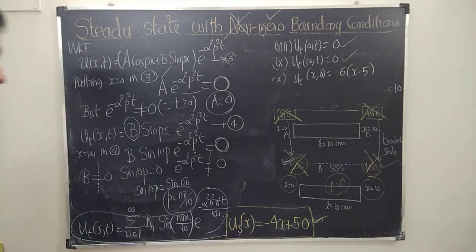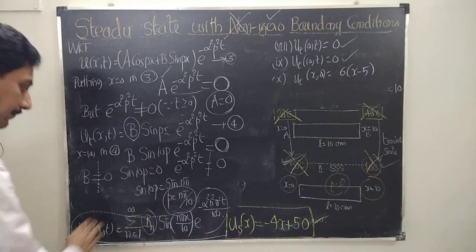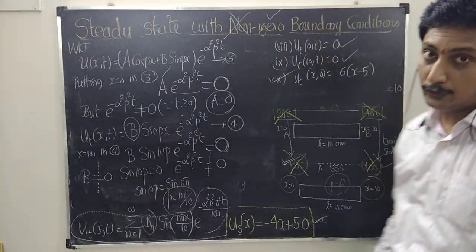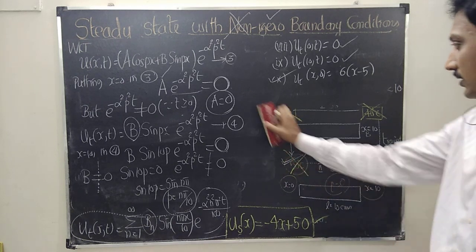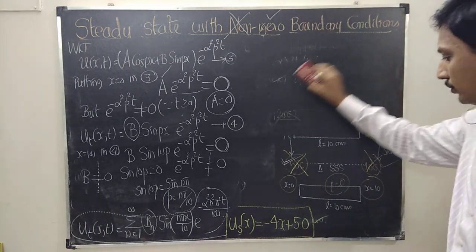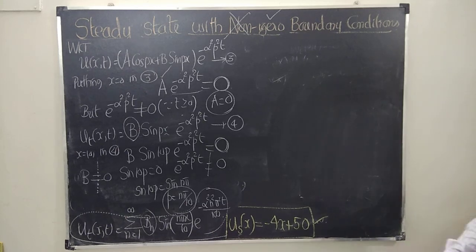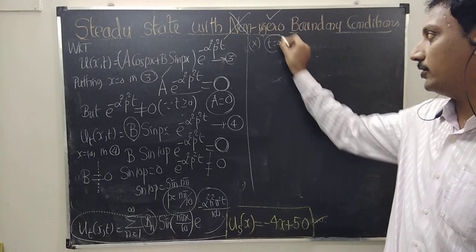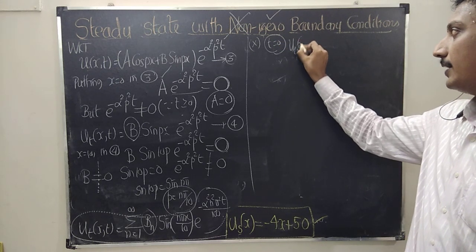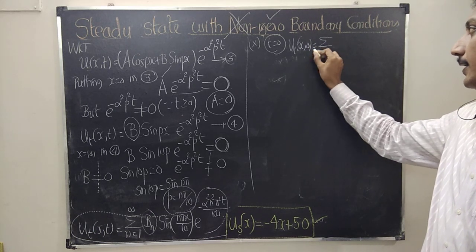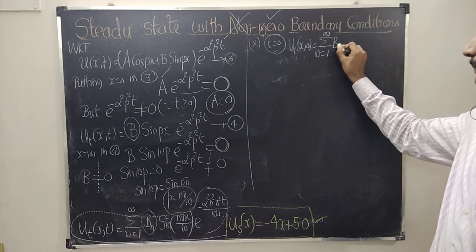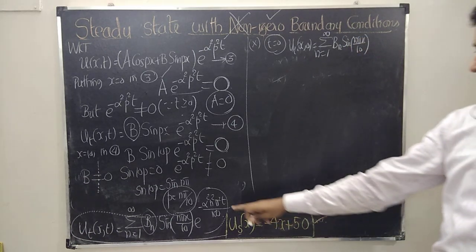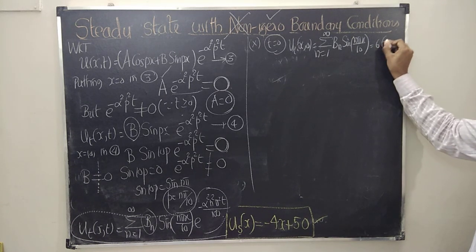So this is my ut of x comma t. Already we know us of x. Still we need to find bn. How to get this bn value? Use the 10th boundary condition. By putting t equal to 0, we get the required bn. This is the final stage. When I substitute t equal to 0 using condition number 10, we get ut of x comma 0 equal to sigma n equal to 1 to infinity capital Bn into sine n pi x by 10, e power 0 is 1, equal to 6 into x minus 5.